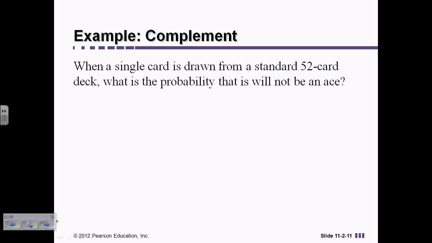Okay, a single card is drawn from a standard 52 deck of cards. What is the probability that it will not be an ace? What we want to look at is if we can figure out the probability that it will be an ace, then if we subtract that from 1, we will know the probability that it will not be an ace. Remember that there are 4 aces in a deck of cards.